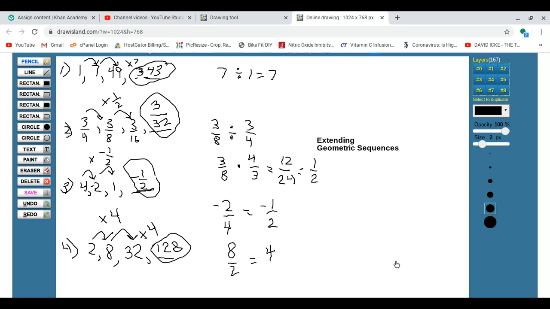Okay. And so that's the key for extending a geometric sequence. You just have to figure out what you're multiplying each number by to get the next number. And you just take the last number in that sequence and then multiply it by that factor, and you'll get the next number.